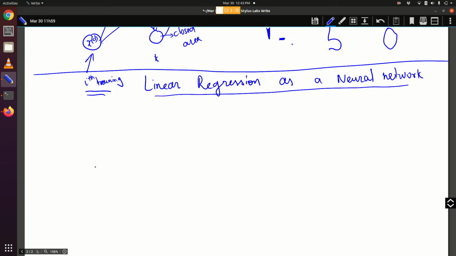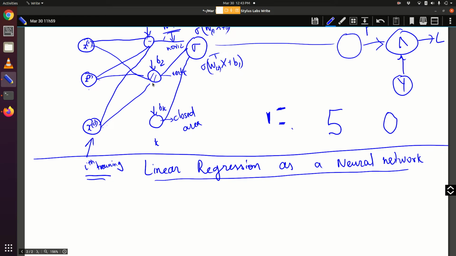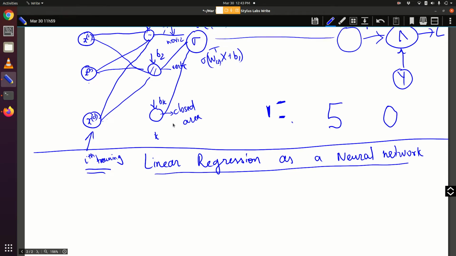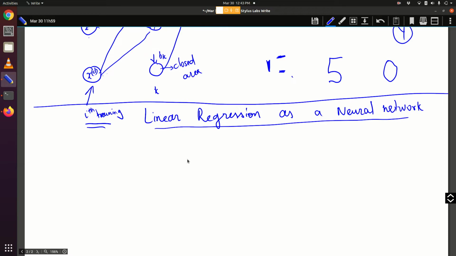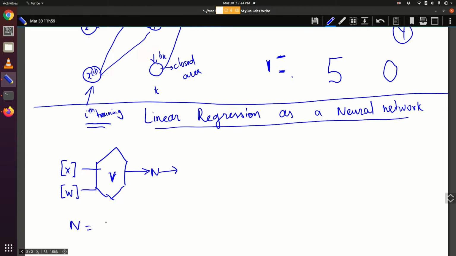Anyway, so let us try to do that. Instead of trying to draw these complicated blobs and everything, we will use an alternative approach. You will draw a hexagon to denote one type of operation. So what does this operation do? Let me try to explain. Input is X and W, which is your parameter, and let me call the output N. So what is N? N is equal to XW.